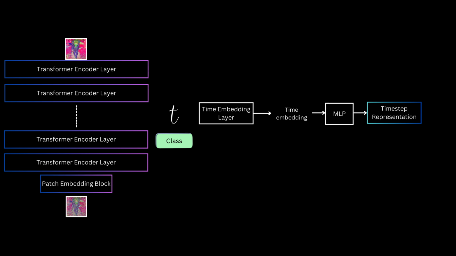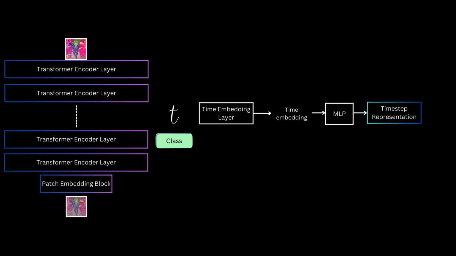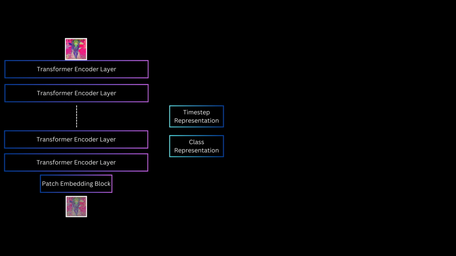So this particular conversion from time step to time step representation is exactly same as previous UNet architectures, except there we ultimately added these two ResNet blocks. To get a class representation, the authors use a learnable embedding layer, which gives us the d-dimensional representation for each class. Now let's look at the 4 variants.